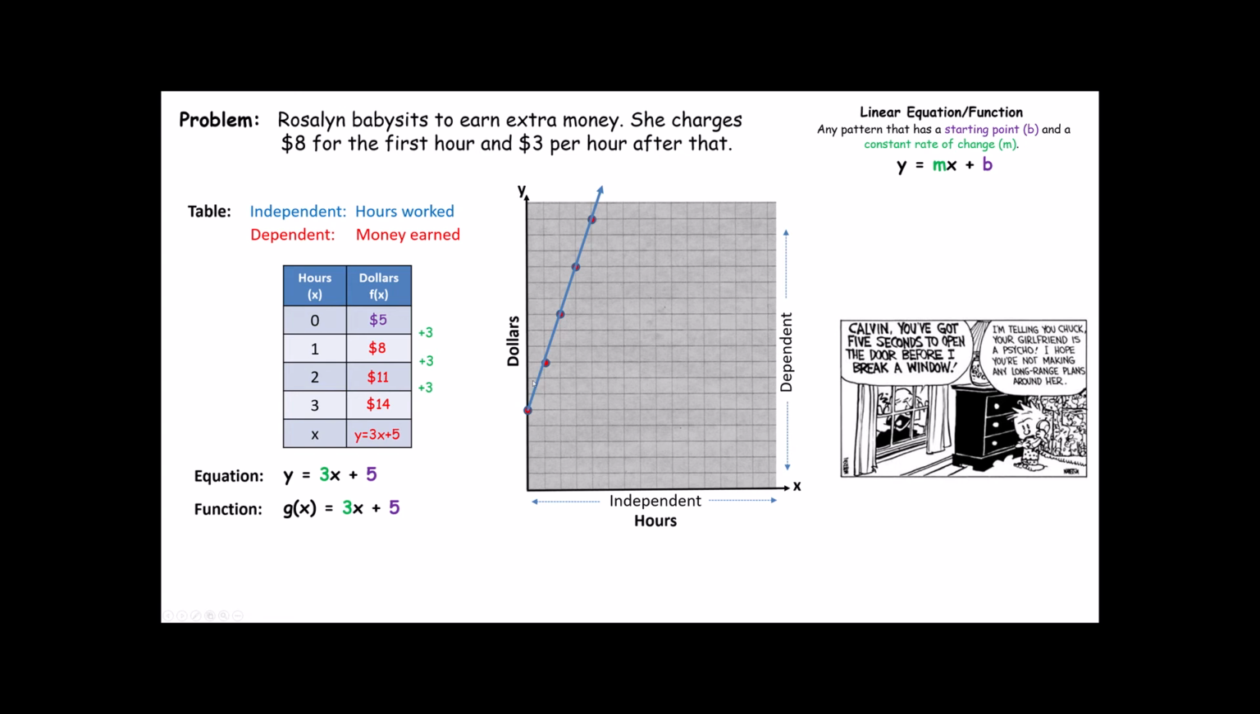Likewise, you'll notice that I could have her only work half an hour. And if she works half an hour, she would end up right here. That's $6.50. Up $3 every hour would be up $1.50 in half an hour. This is the graph of this story.